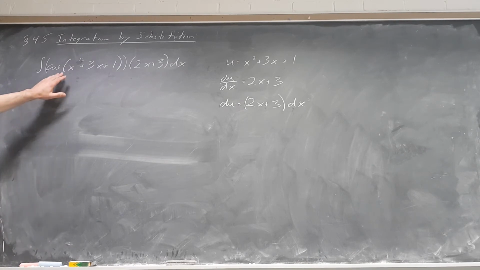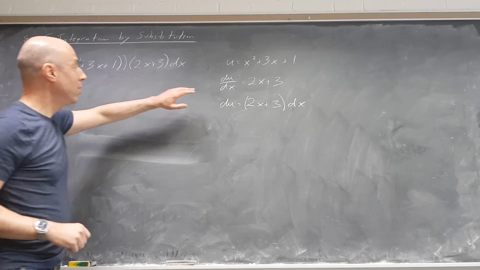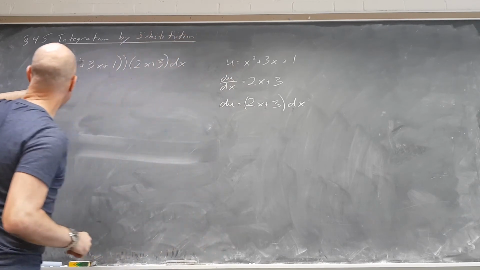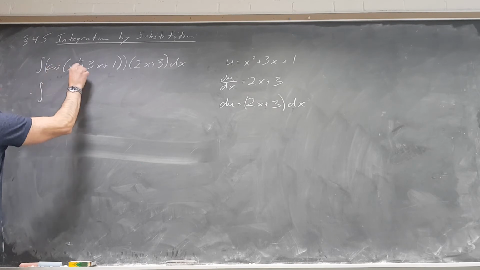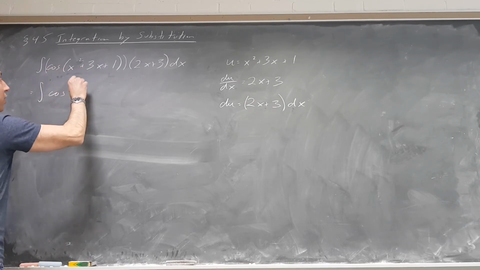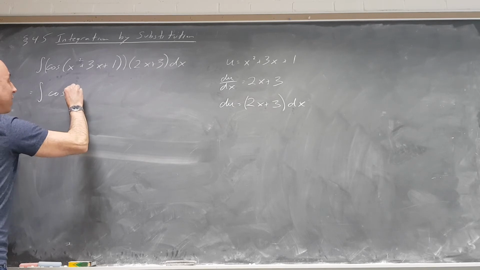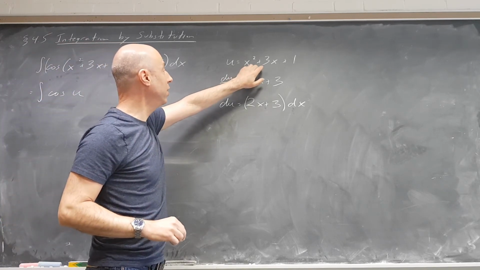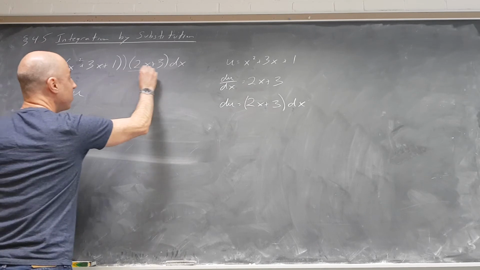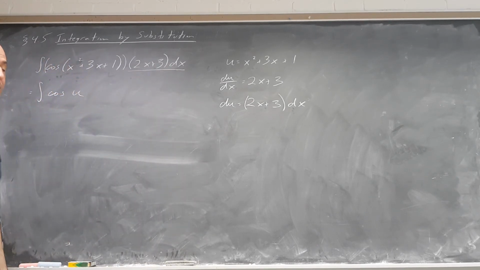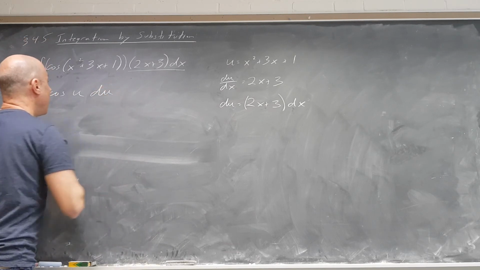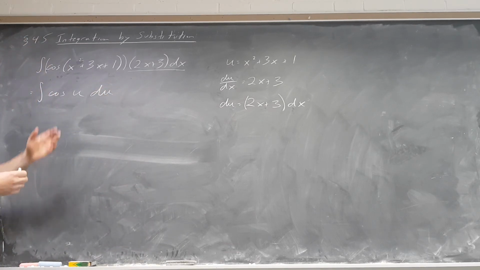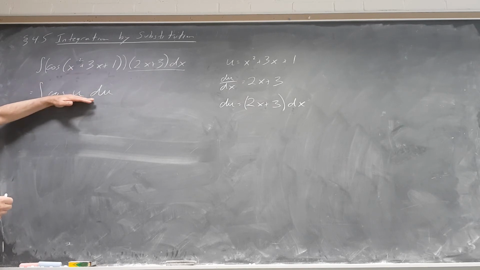Now let's go back to the original problem. Here we have this expression right in here. That's just u. So let's rewrite this, replacing this expression, cos of x squared plus 3x plus 1, that's just u according to our definition. And now look at what we have left. (2x plus 3) dx. That's just du. And we have changed variables. We started off with a problem in x, and now we have a much easier problem in u.